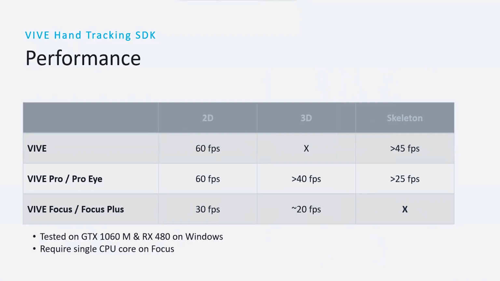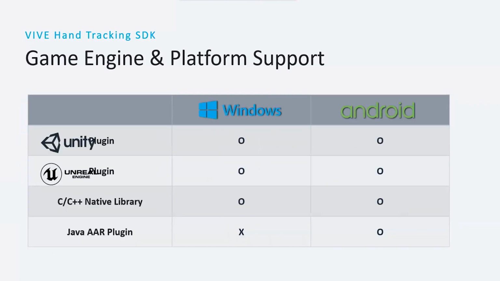And here are some of the specs of the hand tracking. Obviously, it's not going to run at the rendering 90 frames per second, but it is significant enough that it gives you a smooth playback, even though it's at a lower frame rate. And these are the game engines and platforms it supports.